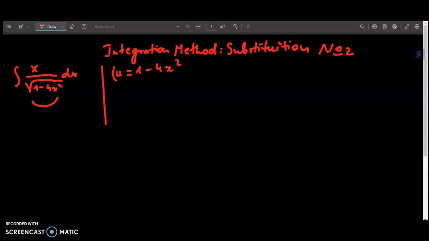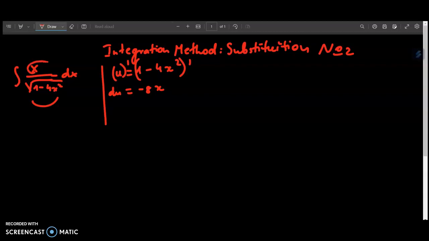On both sides we should take the derivative: on the left side with respect to u, but on the right side with respect to x. So the derivative with respect to u is just du. The derivative of this expression with respect to x is going to be minus 8x, multiplied by x, sorry. So that's it. What we have here, first of all, is du is equal to minus 8x dx, right?